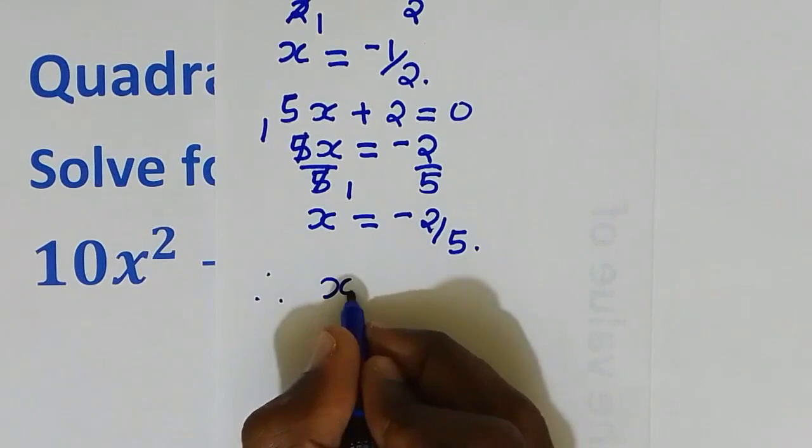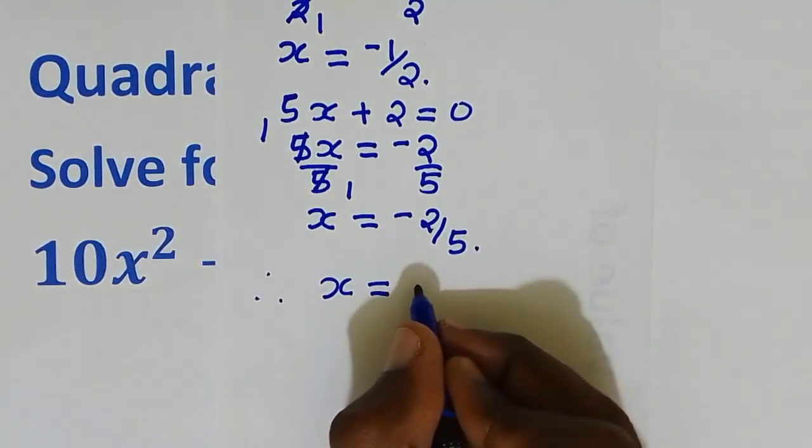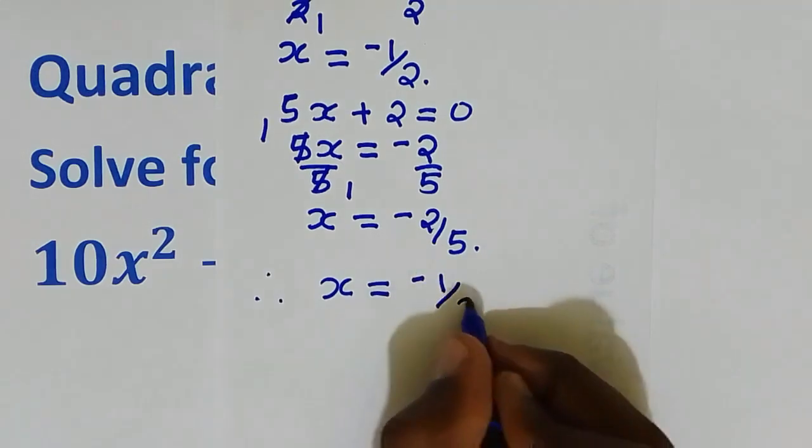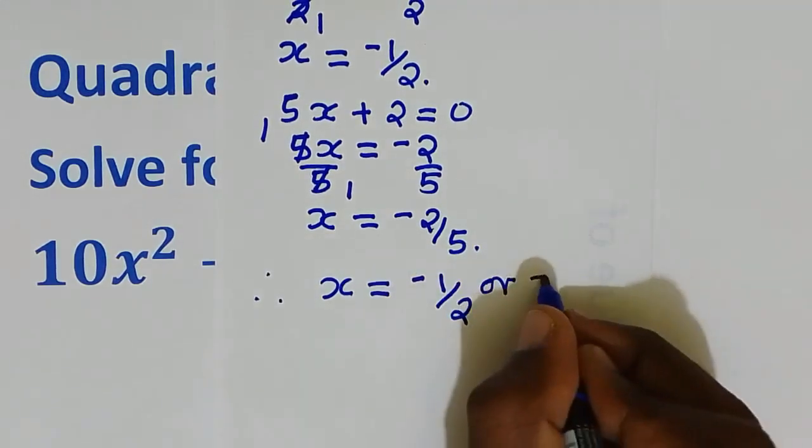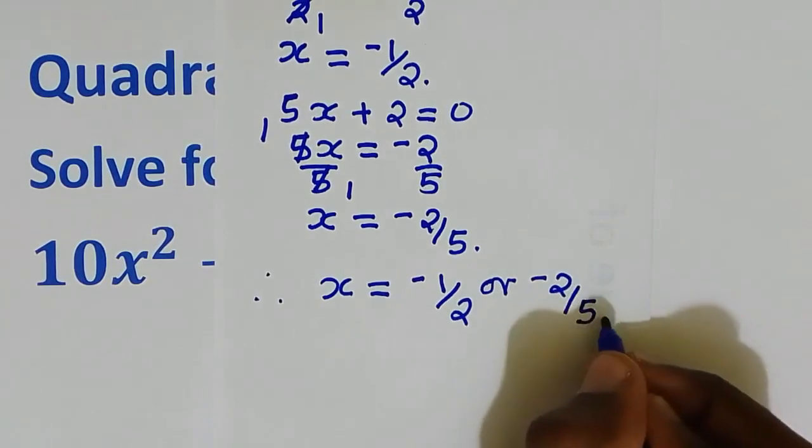So the value of x is equal to minus 1 over 2 or minus 2 over 5.